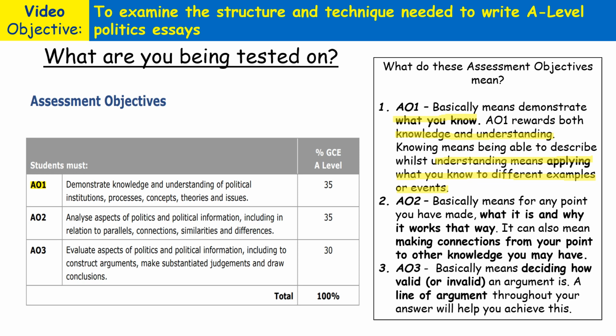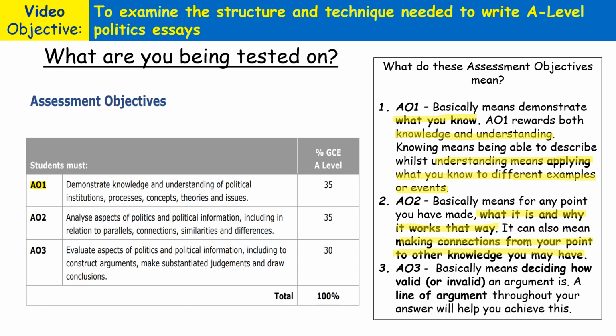AO2, the technical wording for assessment objective 2, is to analyse aspects of politics and political information, including in relation to parallels, connections, similarities and differences. Basically, this means for any point you've made, you need to state what it is and why it works that particular way. It can also mean making connections from your point to other knowledge that you may have. So really, in this part, you're giving developed explanations and also making links and connections between different political knowledge that you might have.